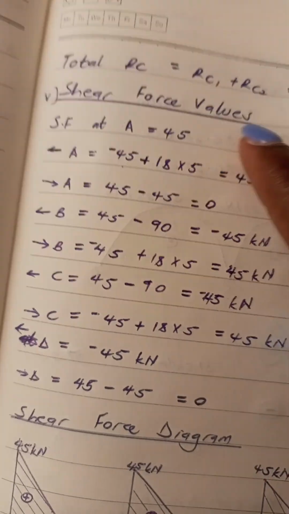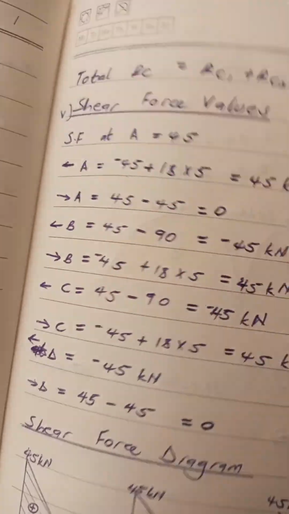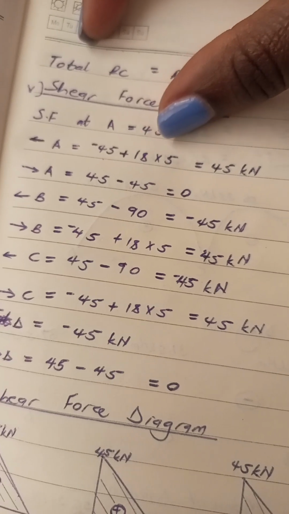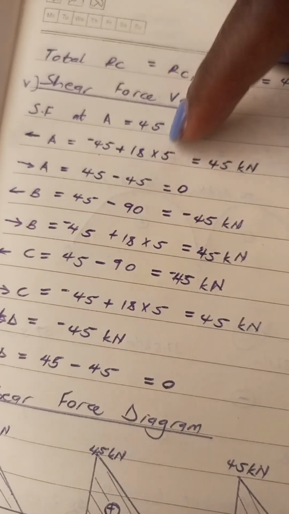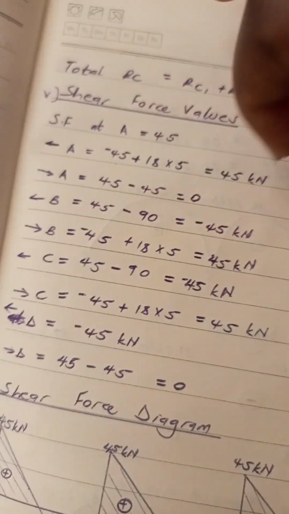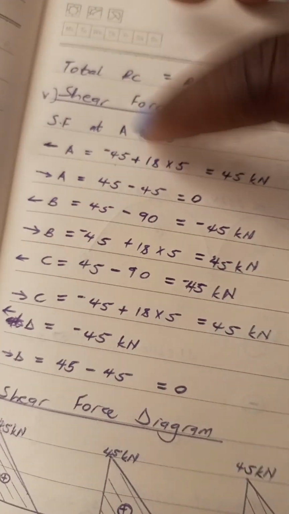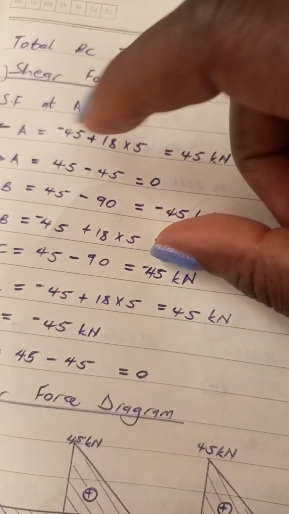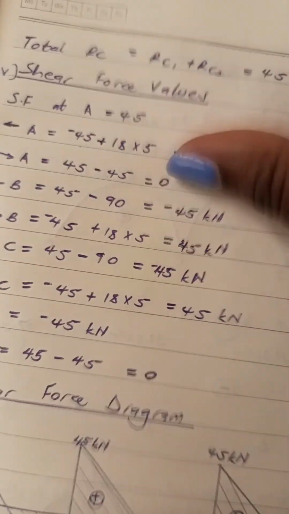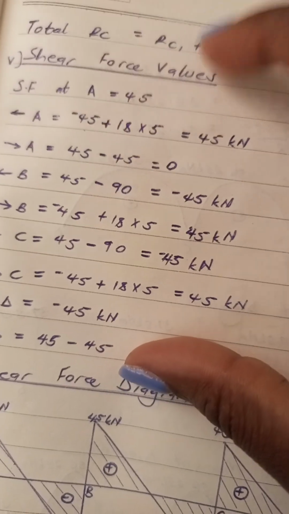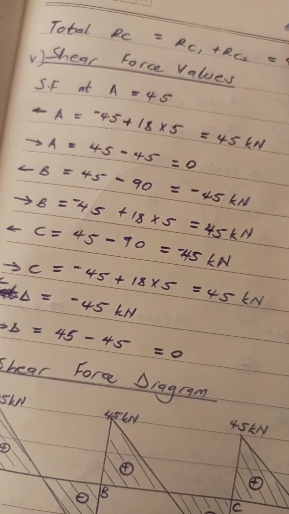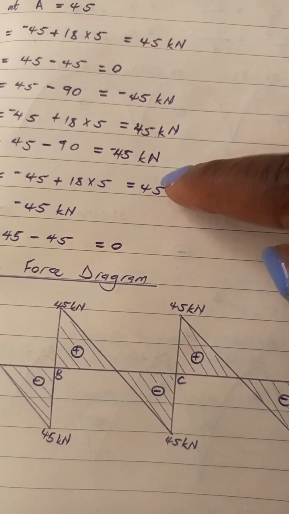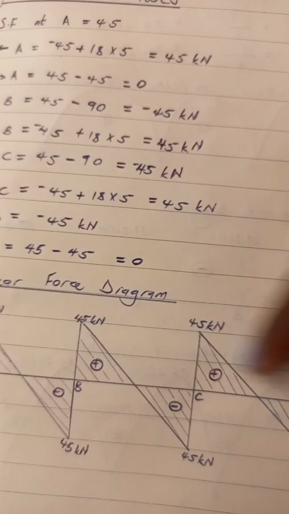After that, you have to calculate the shear force values, and I started by calculating the shear force at A, which is 45 kilonewtons. I didn't write it here, but I forgot. It's supposed to be there. And then right after A, it's 45, and left of A, it's 0. You calculate the shear force values. After calculating the shear force values, you're going to plot the shear force diagram, which has a uniform slope, as you can see here.